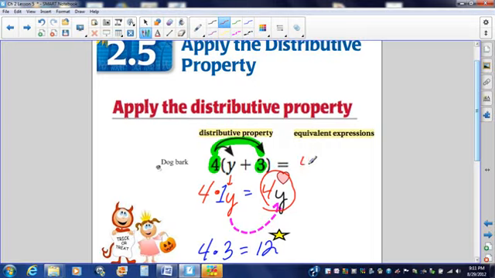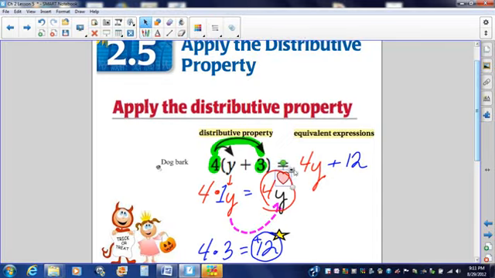4y, and this is a positive 12. 4y plus 12. That is my answer in simplest form. Why? I cannot combine these. One is a heart, the other is a star. One has a letter, one doesn't. Please keep in mind that these are equivalent. Nice vocab, da bears. They are equivalent. They mean the same thing.